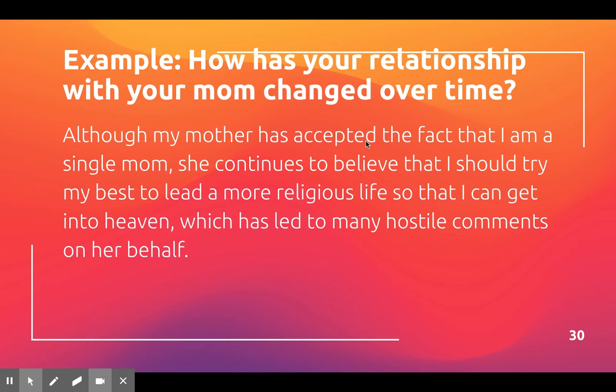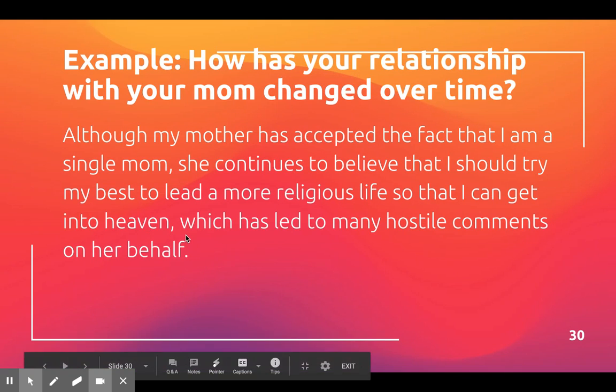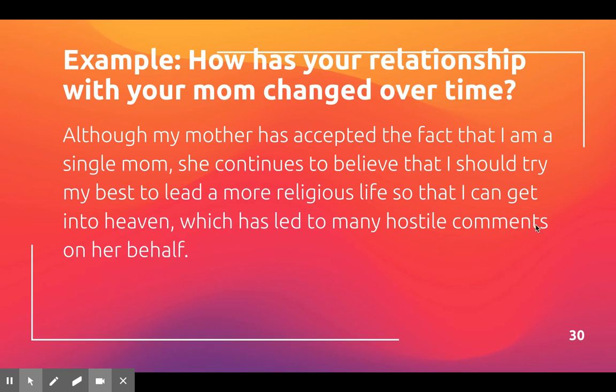So she has changed in that she finally accepts that I'm a single mom. She continues to believe, all right, because I said continues, this is going to be my continuity. She continues to believe that I should try my best to lead a more religious life so that I can get into heaven, all right? So this is actually true. So the continuity here is that she thinks that I need to be more religious so that I can get into heaven. And then finally, my extension, which has led to many hostile comments on her behalf. So this is like the effect of all of this.